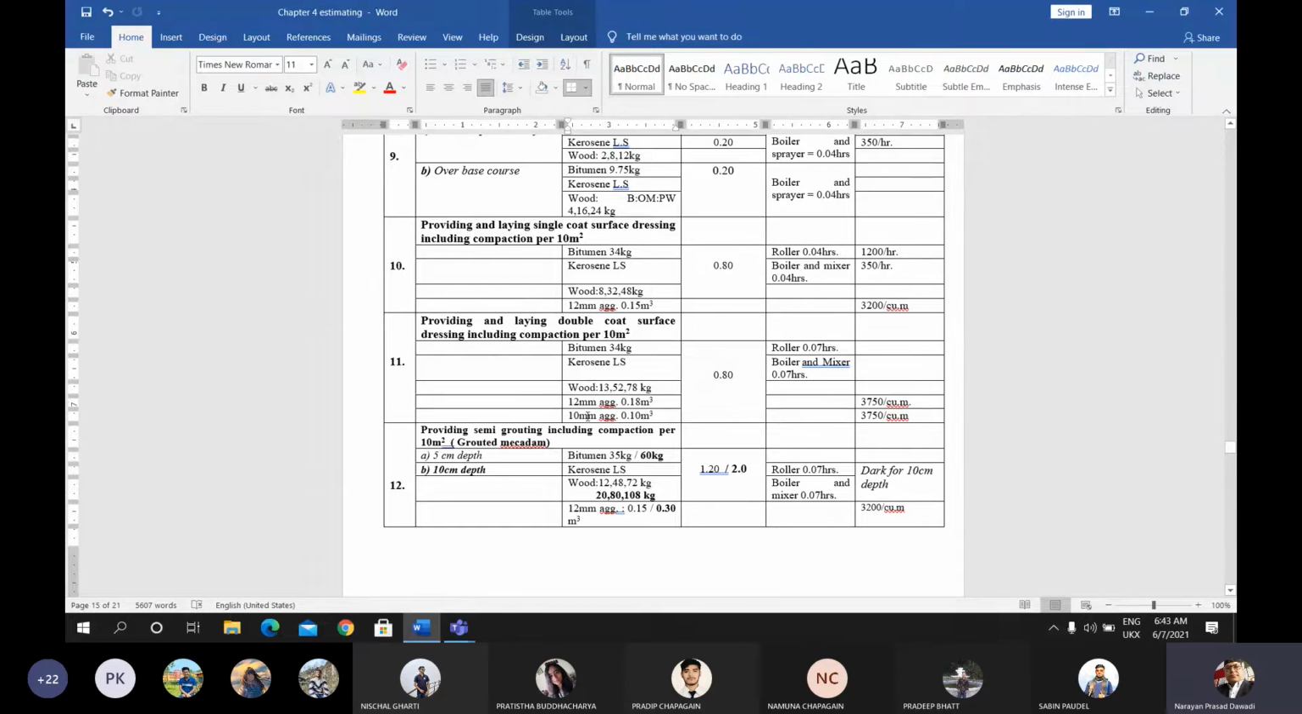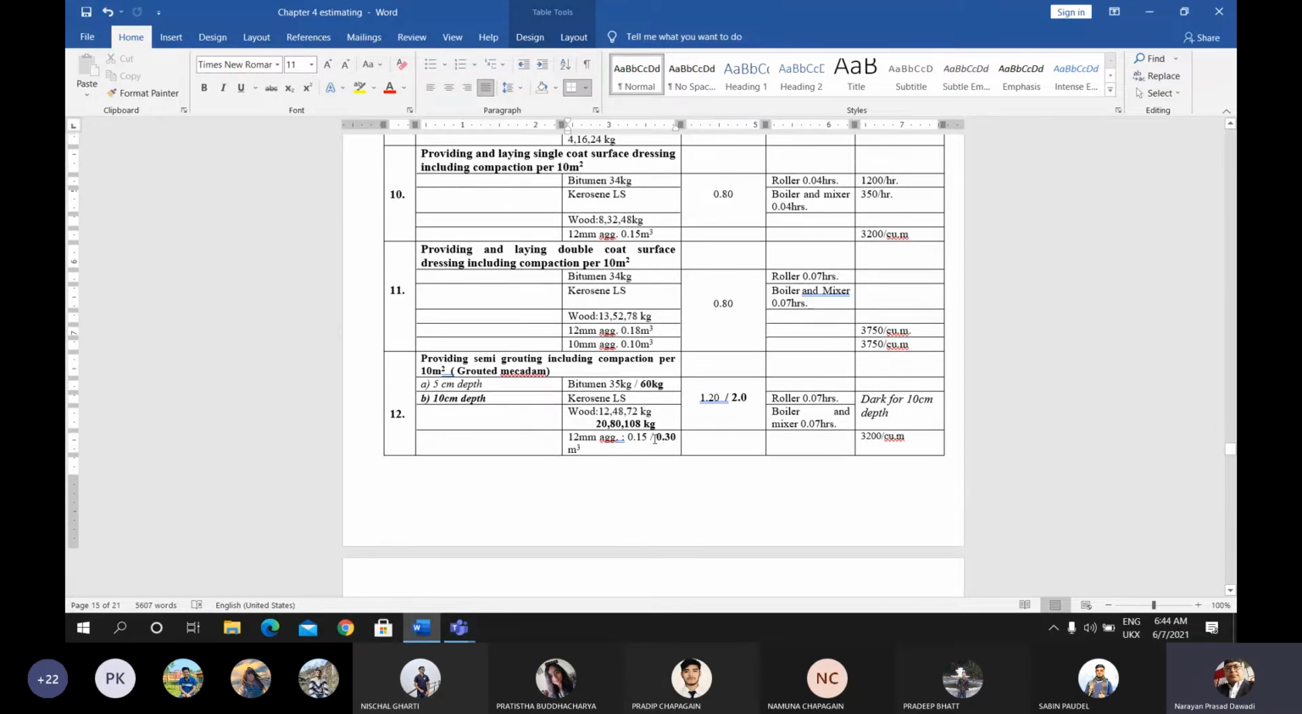And for the 12 mm aggregate it is 0.18 meter cube, and for the 10 mm aggregate it is 0.10 meter cube. These two types of aggregate are laid over the tack coat after mixing with the bitumen. First the 12 mm aggregate size is laid, and over that the 10 mm size is laid, and the compaction is carried out by using the roller. This is the double coat surface dressing. Data is provided here. You can do that analysis by yourself.